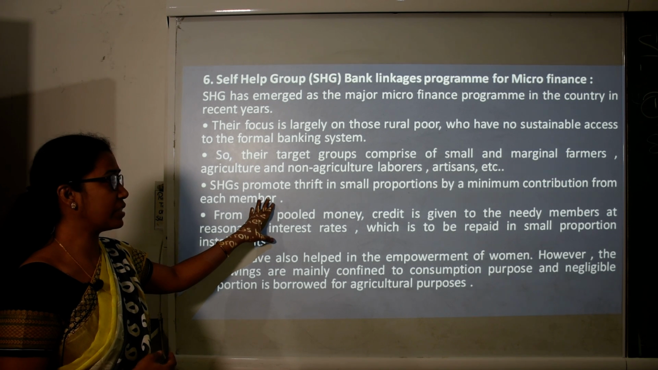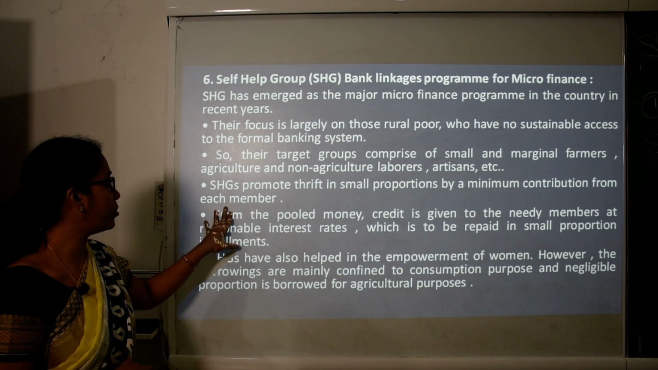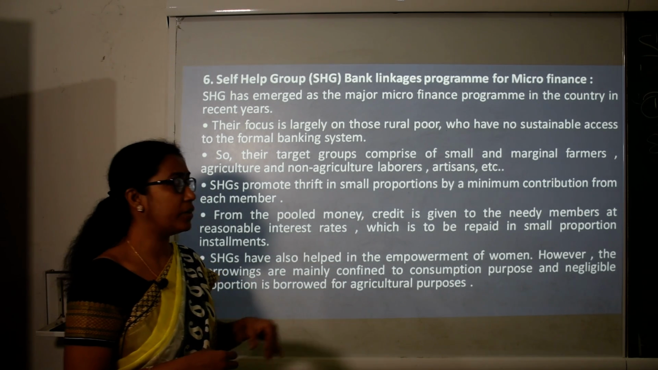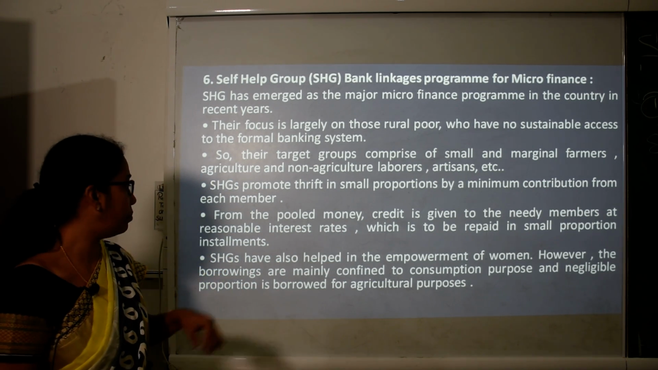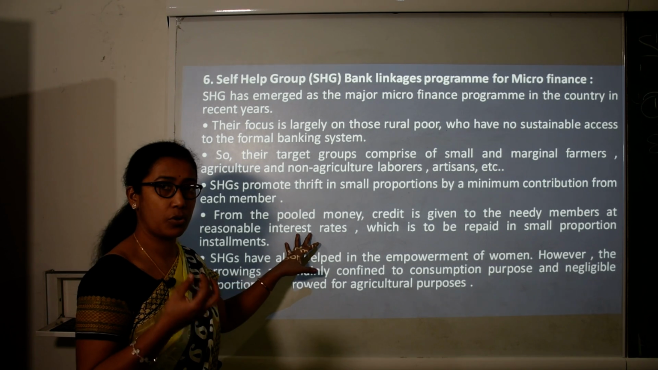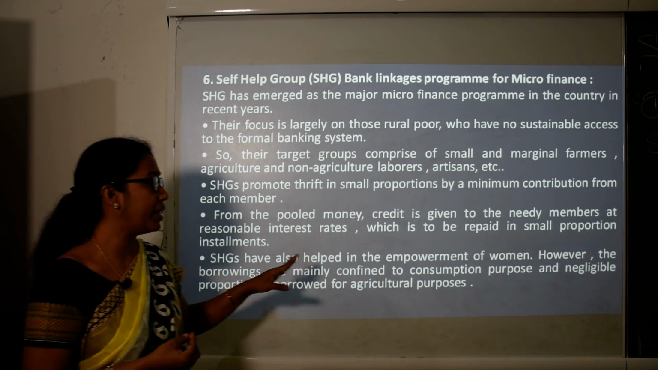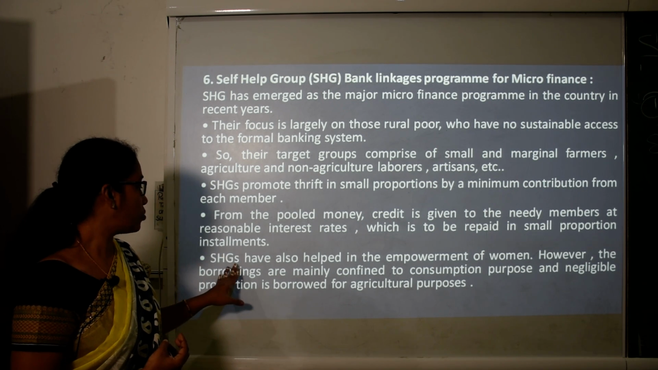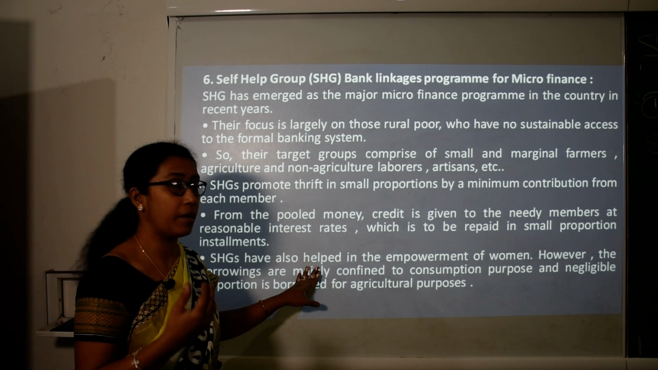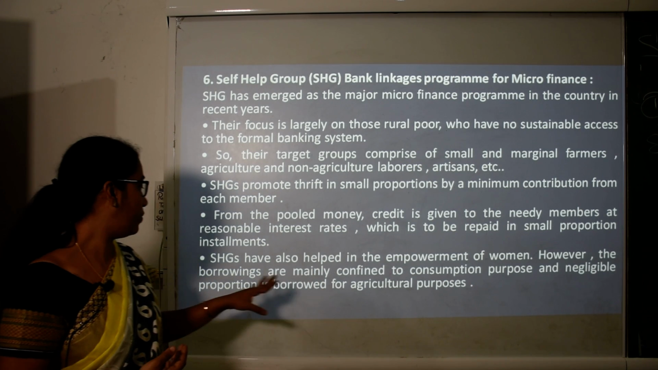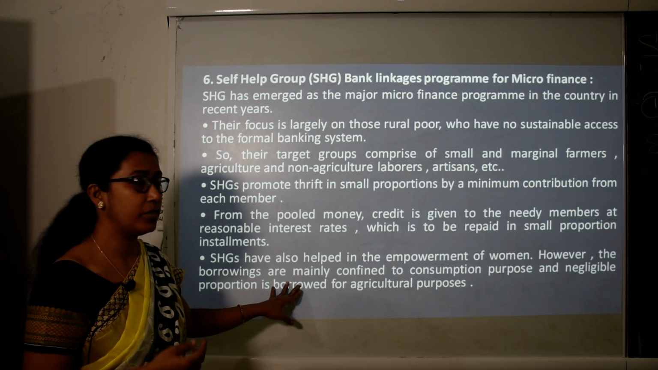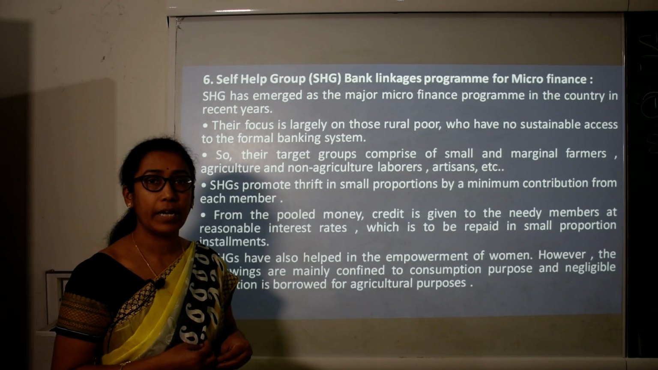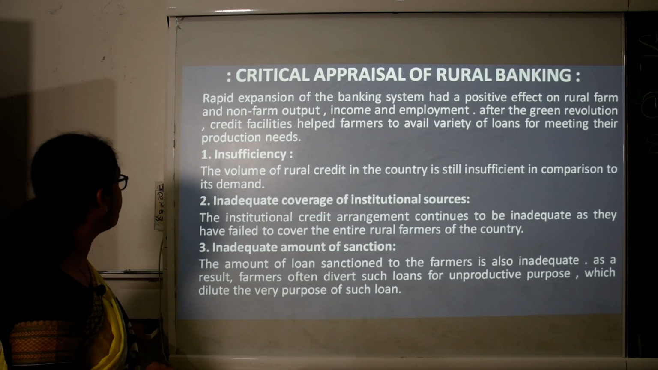It promotes thrift in small proportions by a minimum contribution from each member. From the pooled money, credit is given to the needy members at reasonable or lower interest rates, which is to be repaid in very small installments. These self-help groups also help in the empowerment of women. However, the borrowings are mainly confined to consumption purposes and a negligible proportion is borrowed for agricultural purposes.